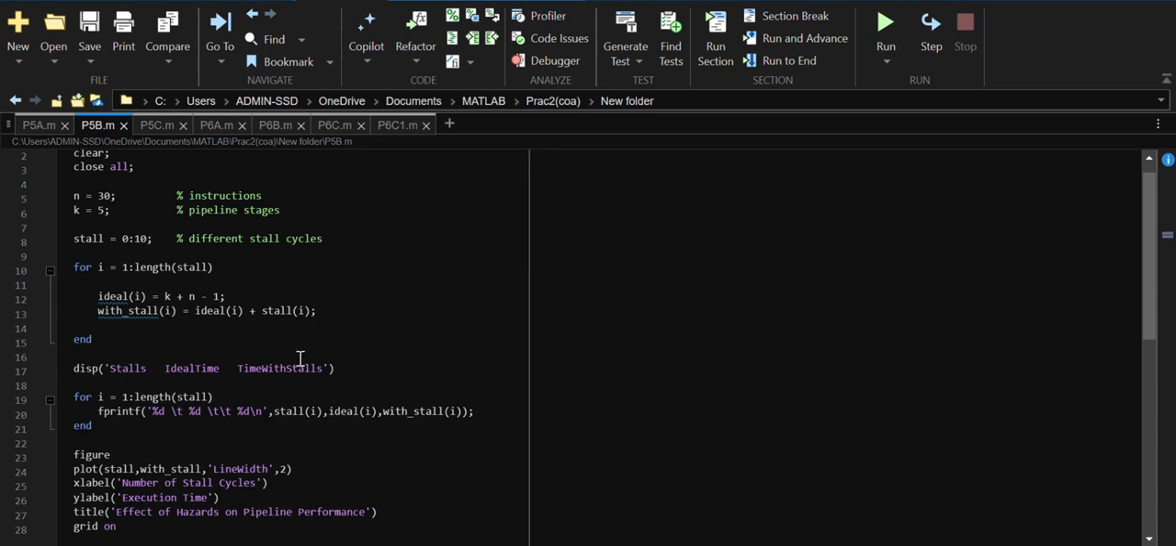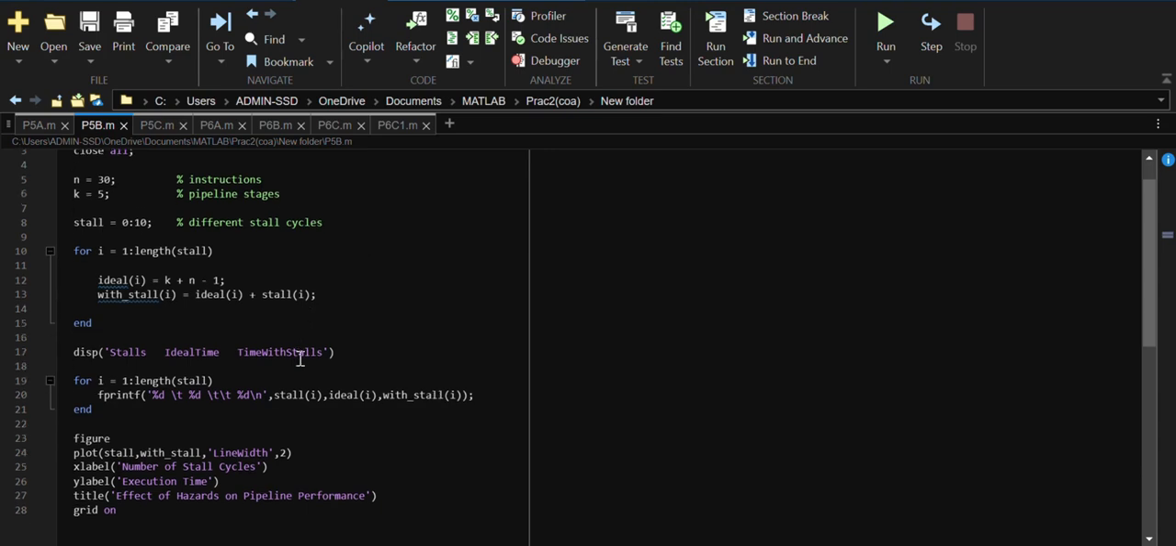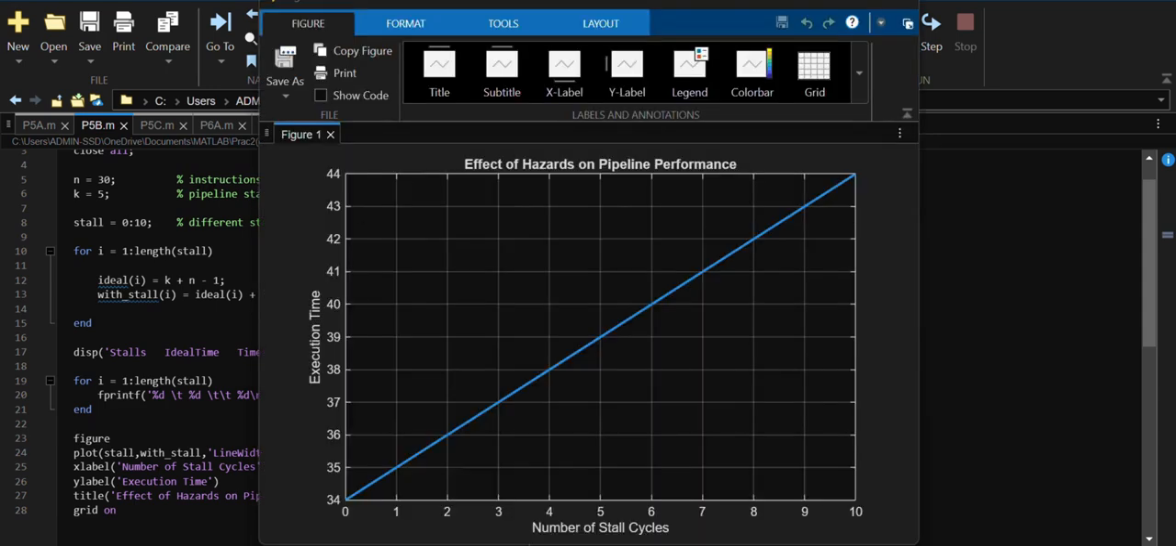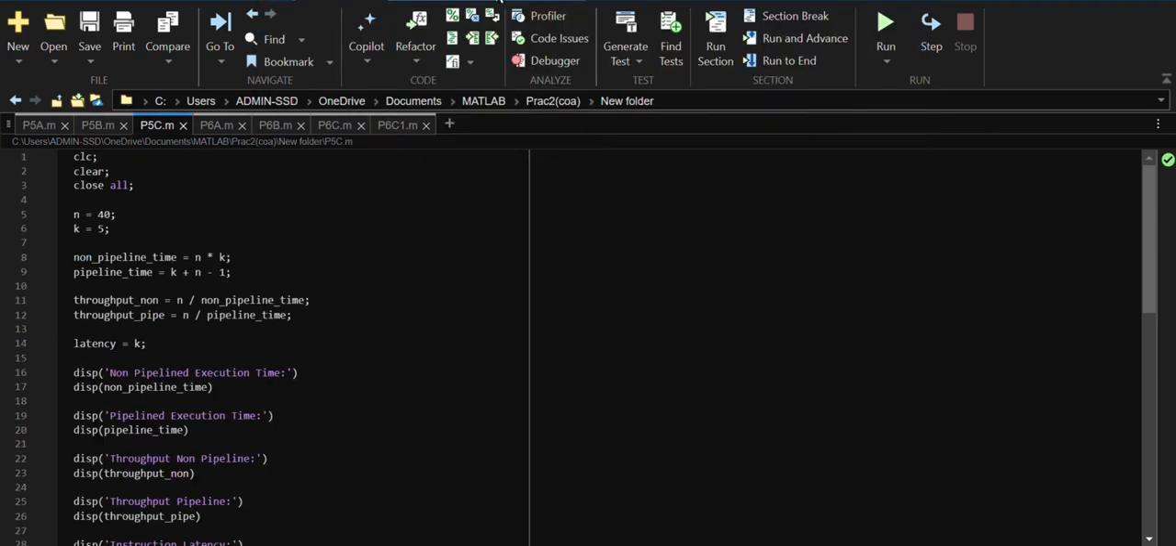Finally, the program plots a graph showing execution time versus stall cycles. So this is the graph which shows the effect of hazards on pipeline performance, versus execution time and the number of stall cycles. The third program analyzes the difference between instruction throughput and instruction latency in a pipeline processor.